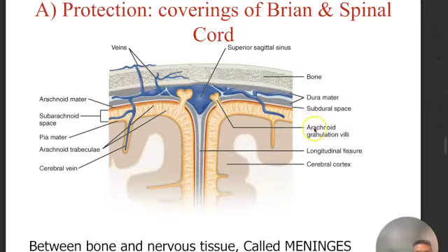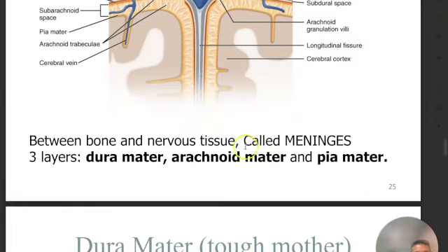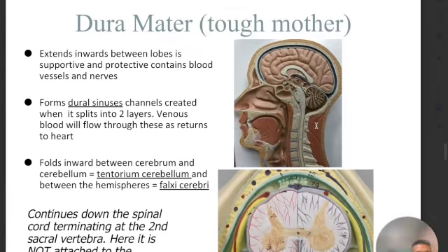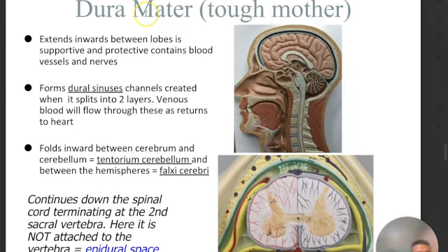Second layer is called the arachnoid. You see how it looks like a spider web. The third layer, let's see. Here it is. The third layer is this little line right there called the pia mater. So the first one is tough, the second one is arachnoid, and the third one is the very, very light layer. These are called meninges, 3 meninges that wrap around your brain. So here's your brain. Oh, here it is. Dura mother, tough mother.